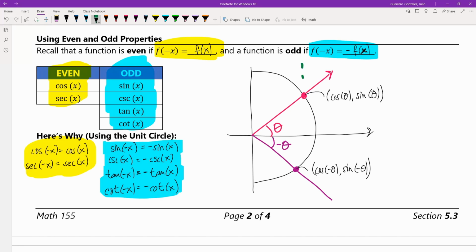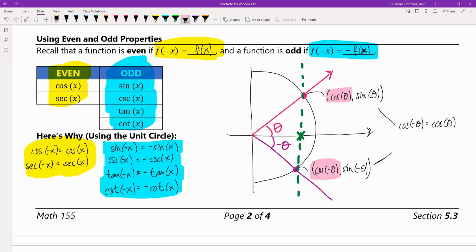Both of these are on the same, right? They went over on the x-axis by the same amount, right? So from here, we can see that the following is true: cosine of negative theta is equal to cosine of positive theta, because on the x-axis they moved in the same direction, the same amount. You guys see that?